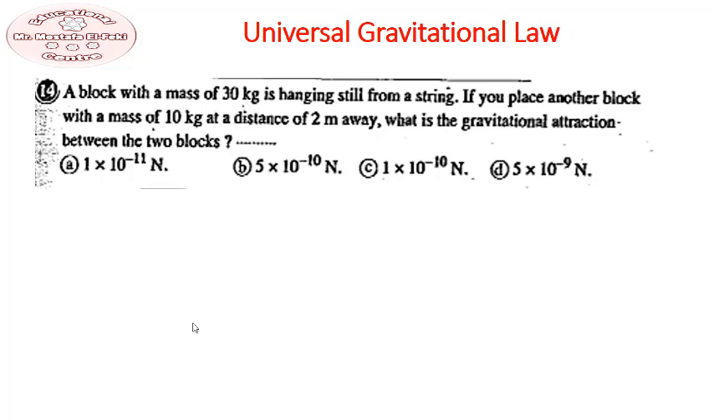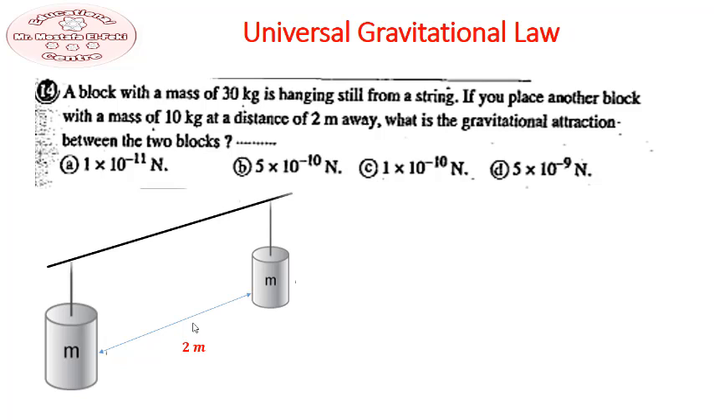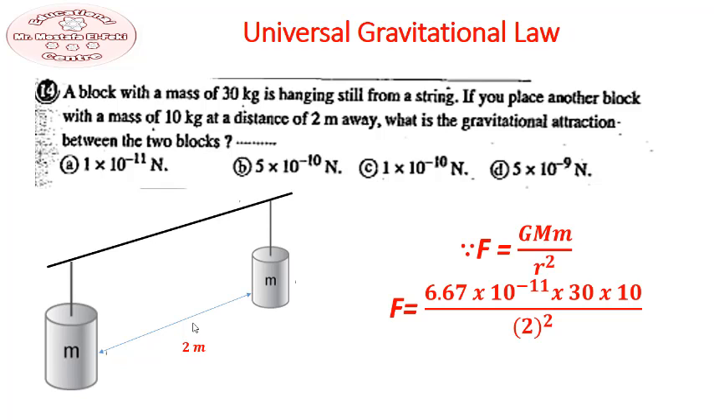A block of mass 30 kilograms is hanging still from a string. If you place another block with a mass of 10 kilograms at a distance of 2 meters away from the first one, what is the gravitational attraction between them? Let's try it. This is the correct answer.